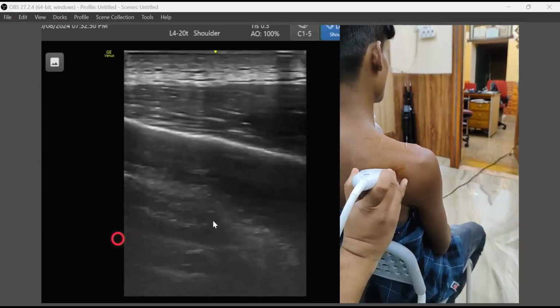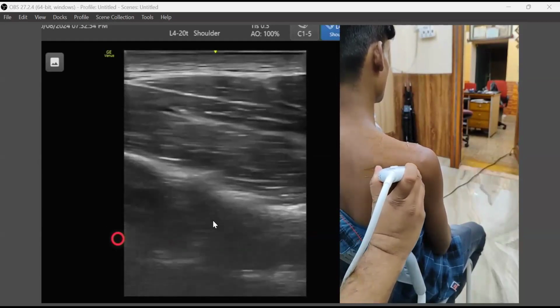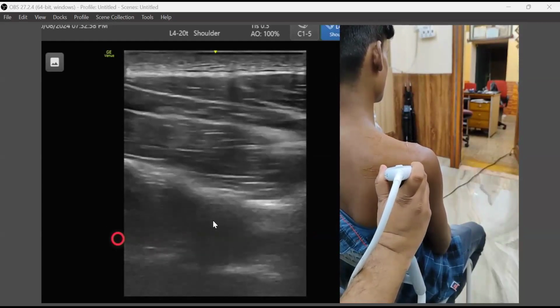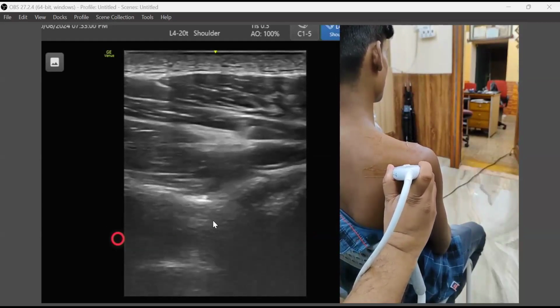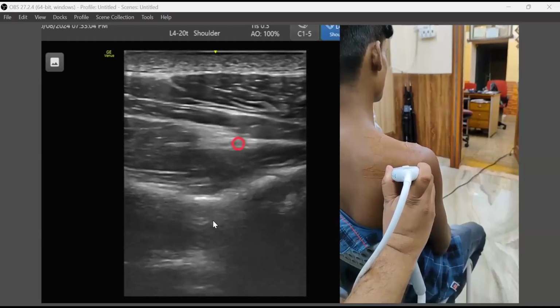Okay. So here from medial to lateral, what we see is the infraspinatus muscle. And at the top, we can see this tendon. Okay, this tendon is clearly visible. Let me do one thing.